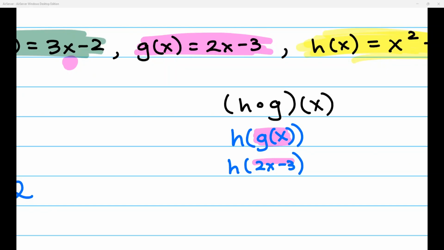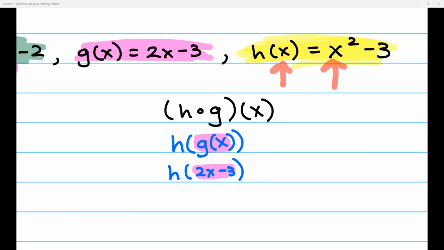And then this is the part where they go, wait, what? What do I do now? Well, because it's not a number, right? If it would have been h of 7, it would be really easy. H of 7, you just take the 7, plug it in here. You don't have a 7. You have a 2x minus 3, which means that 2x minus 3 is going to go right where that x is at.